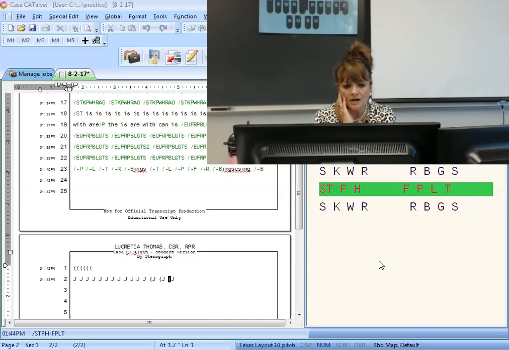Upper bank. Lower bank, lower bank, upper bank, lower bank, upper bank, upper bank, lower bank, upper bank, upper bank, lower bank, upper bank, lower bank, lower bank.